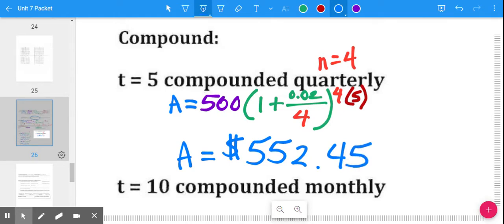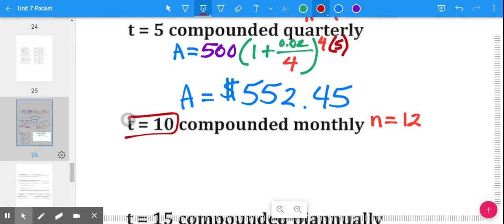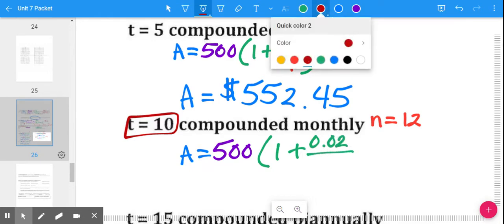So then if we look at it compounded monthly, that means your n value is going to be 12. And you have your t value given here. So we have the amount of money is based on your principal multiplied by 1. Again, we're earning, so it's addition. The n value is 12.